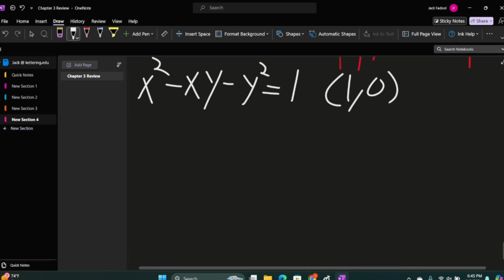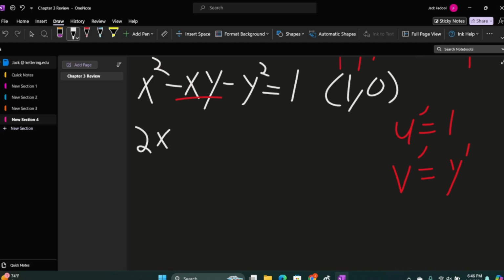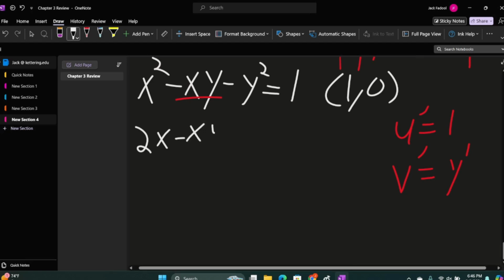So we just take the derivative, 2x, and we'll have to do product rule for that. So u prime equals 1 and v prime equals y prime. Minus x times y prime minus y minus 2y y prime equals 0.